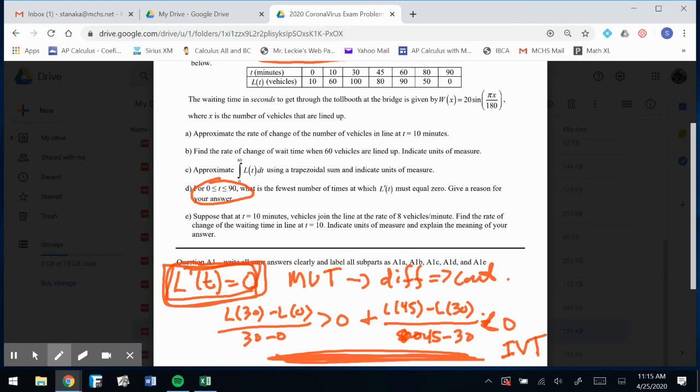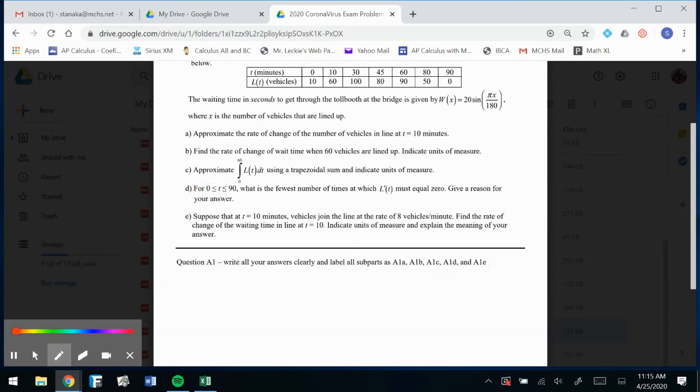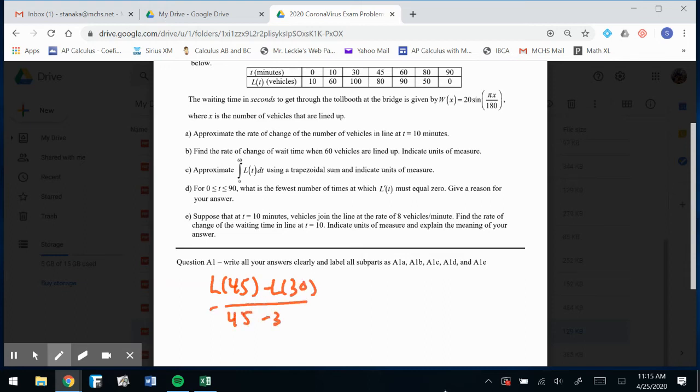Now, that's just one time. And what does it say? What is the fewest number of times? Okay, that's one time. Can you guys examine? Maybe you weren't able to get all that, but is there anywhere else? And I left off here of comparing L of 45 minus L of 30 all over 45 minus 30. And that was a rate of change that was less than 0.